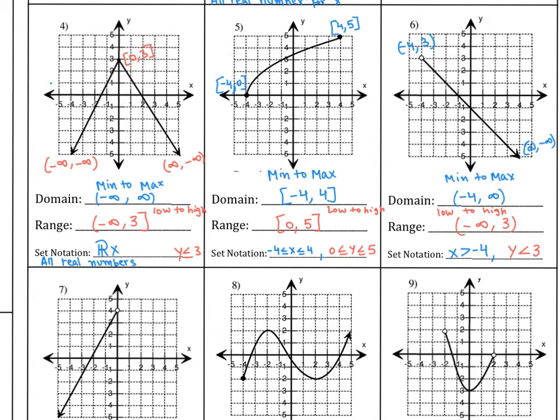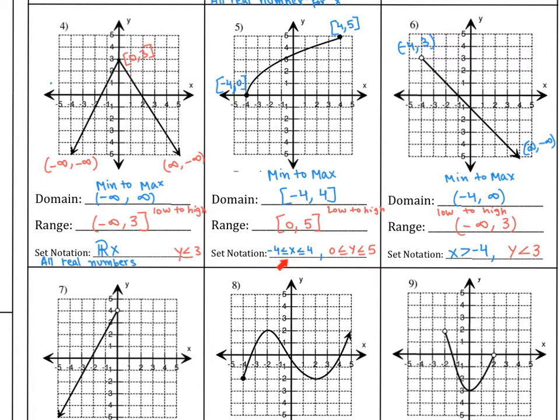For number 5, you have 2 points. This is a filled circle. It means it's going to have a closed bracket, -4 comma 0. This is also a closed circle, so 4 comma 5. For minimum to maximum for x is -4 to 4. And for y, the lowest to highest is 0 comma 5.